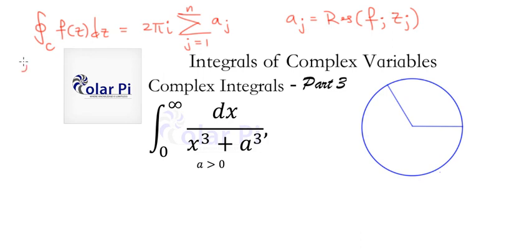Now here our function f of z is going to be 1 over z cubed plus a cubed. Let me write that a little bit higher. So 1 over z cubed plus a cubed. The singularities from here are going to be 3. One of them is at a 60-degree angle, another at a 180-degree angle, and another at a 300-degree angle. So the 3 singularities are 120 degrees apart.